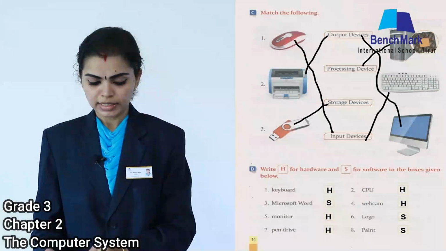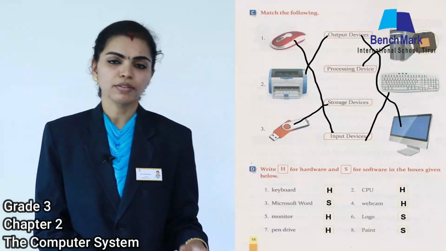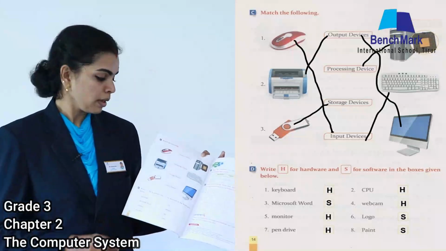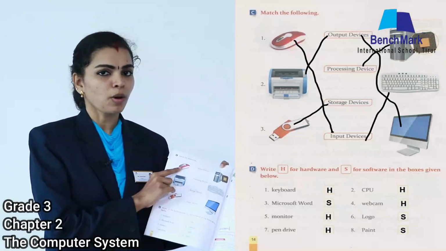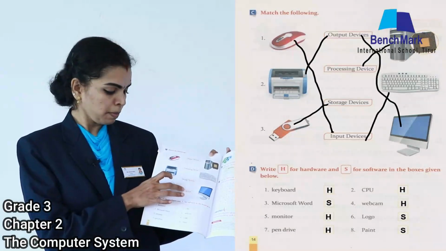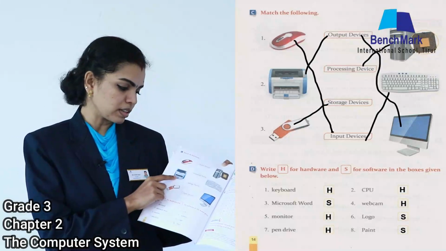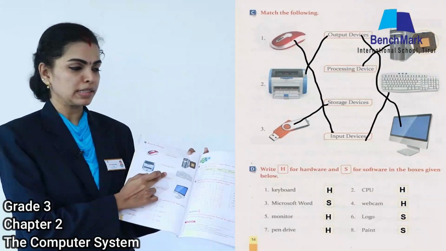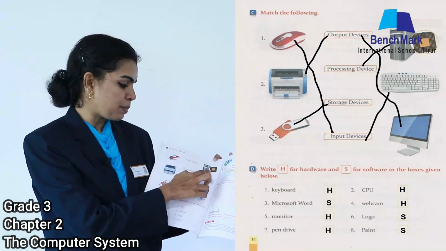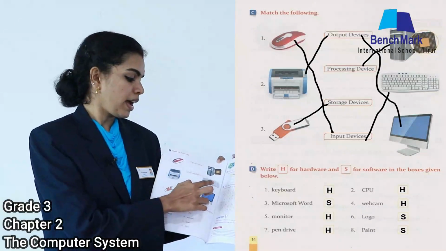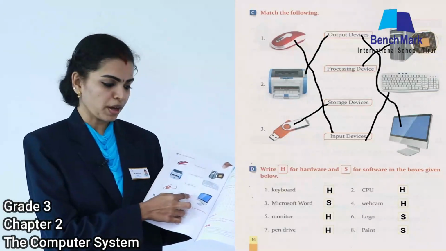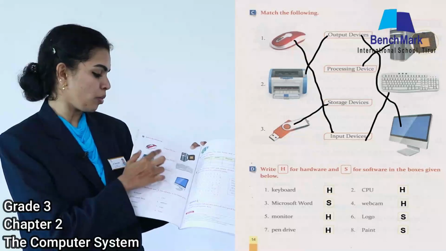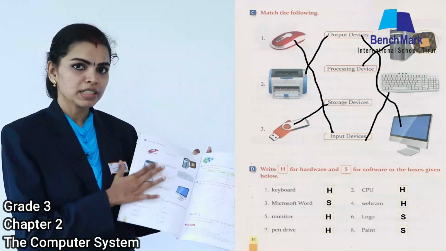Okay. So the next exercise is match the following. So we need to match these devices with the device pictures that they have given. Okay. So the first one is mouse. So what is this mouse? Mouse is an input device. Okay. The second one is printer. So printer is an output device. Pen drive. Pen drive is a storage device. Okay. And CPU. CPU is a processing device. And then keyboard. Keyboard is an input device. And finally we have a monitor. So this monitor is an output device. So we need to mark it to output device. Okay. I hope it is clear to you all.